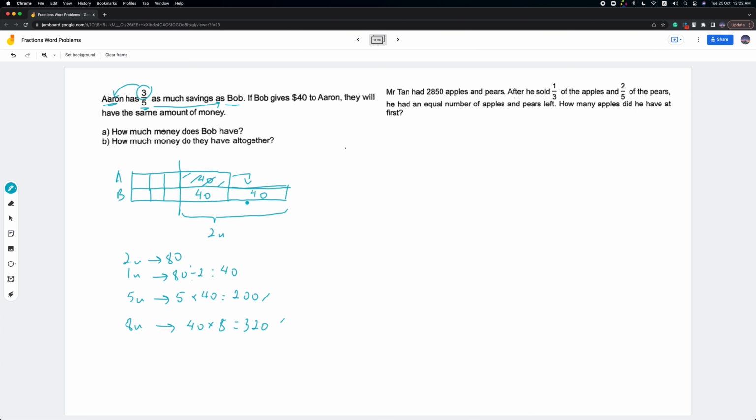So how do we draw the model if, let's say, we want to start with the 3/5? Okay, so we have Aaron and Bob. Aaron has 3 units.